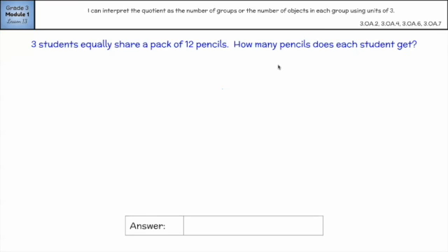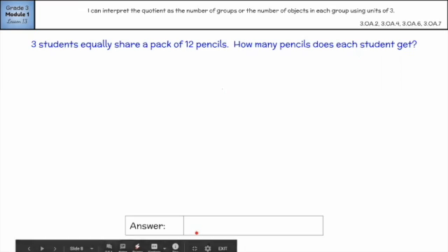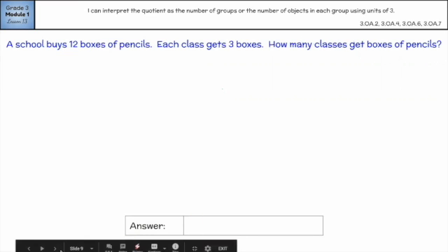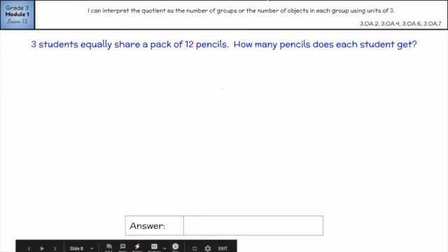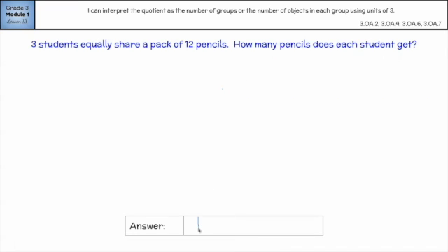Okay, so for the next one, it says 3 students equally share a pack of 12 pencils. How many pencils does each student get? So we know there are the 3 kids and we know the total number. So I can start with the total number since I have it, and I can say 12 pencils divided among these 3 kids equals.